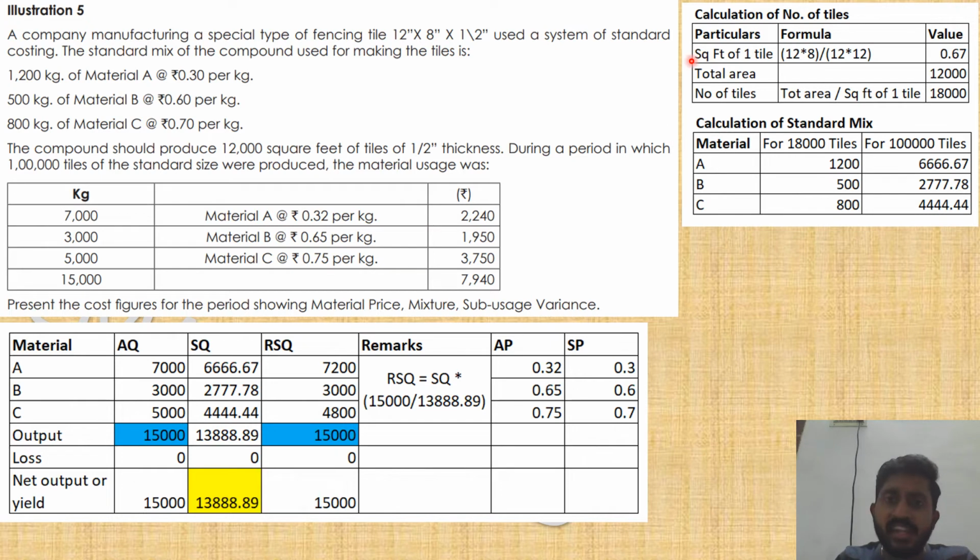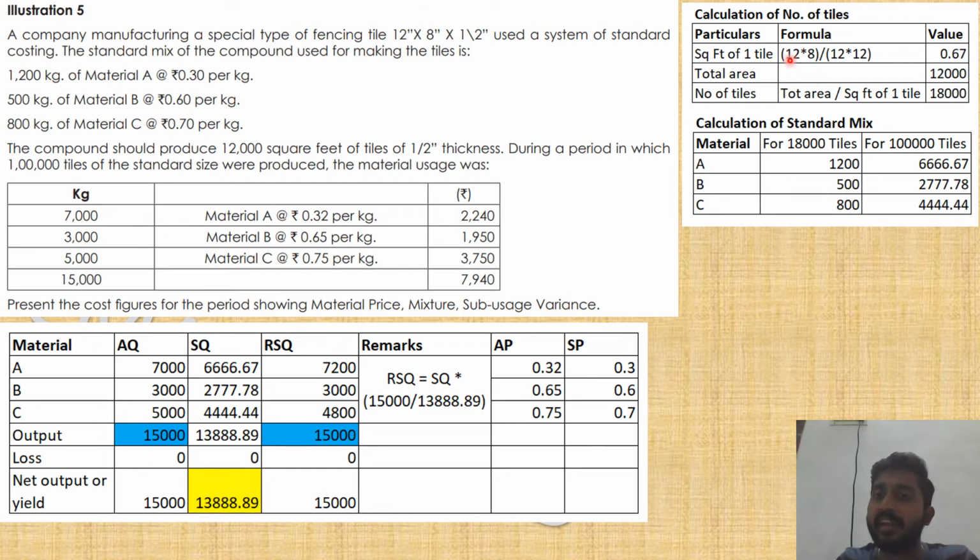It is given as 12" into 8" is the size of the tile of half-inch thickness. So what is the area? Area is length into breadth. Length into breadth is 12" into 8". If you multiply, this is in inches. How to convert the inches into feet? Because the details are given as 12,000 square feet. So this compound is making 12,000 square feet. So first we have to know how many square feet one tile is.